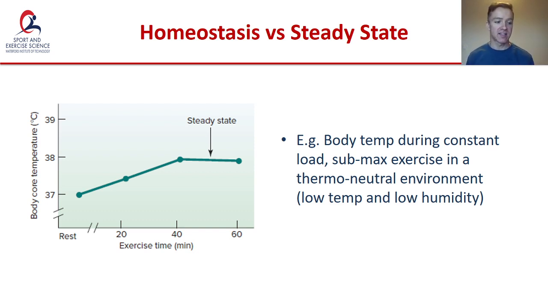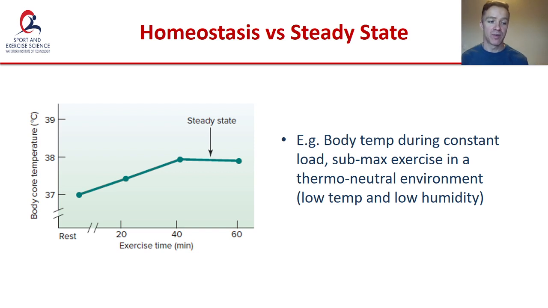In the example you can see on the slide there, we've got someone who's exercising over 60 minutes at submaximal exercise intensity in a thermoneutral environment. So there's a low temperature and low humidity, meaning that they're not accumulating a lot of heat in the body. And what we see there, the body starts off at 37 degrees, which is the resting level, homeostasis. And as the exercise duration progresses, the body temperature rises 1 degree to 38 degrees, and after around 40 minutes, it levels off at the new steady state level.